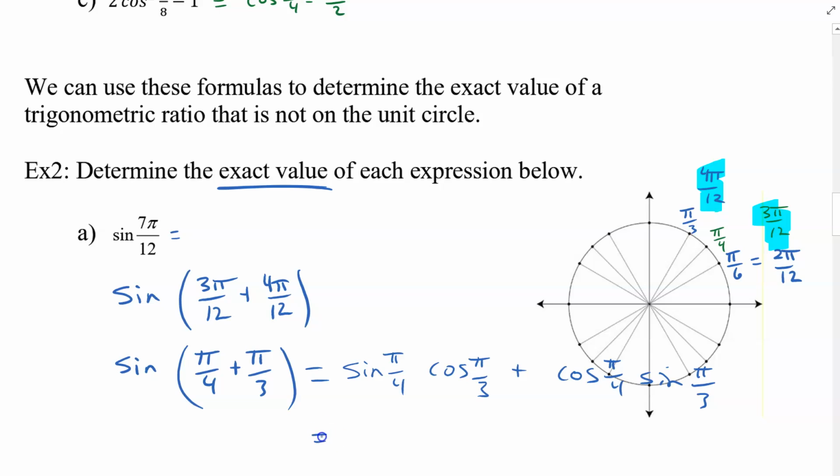The sine of pi over 4 is root 2 over 2. The cos of pi over 4 is also root 2 over 2. Now looking at the pi over 3, the cos of that is going to be a half, and the sine of that is going to be root 3 over 2.